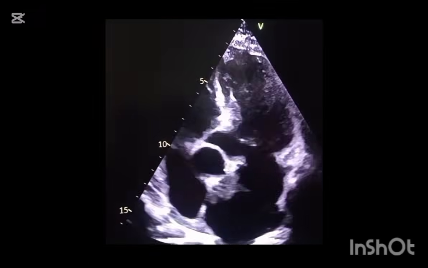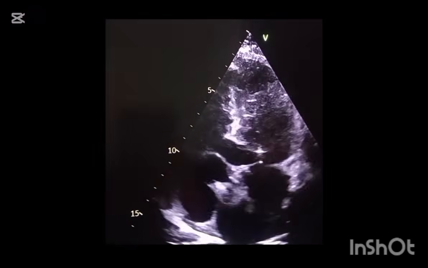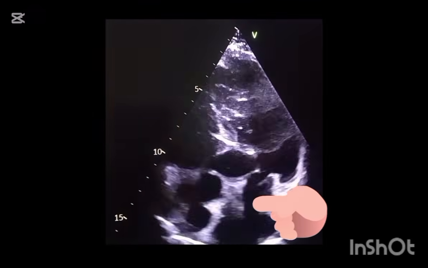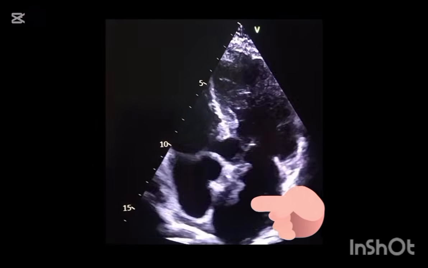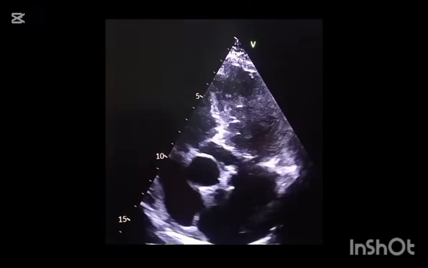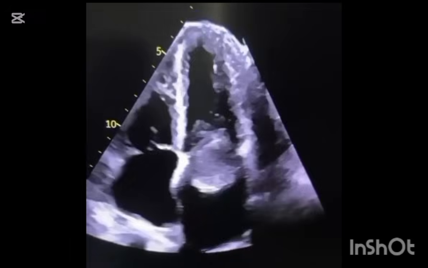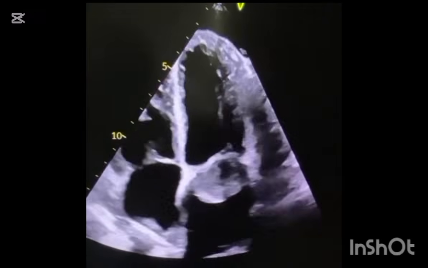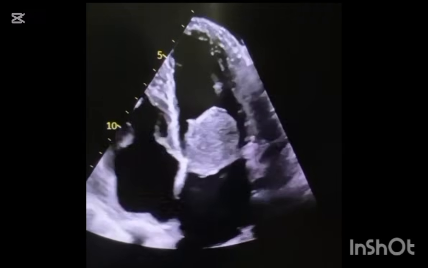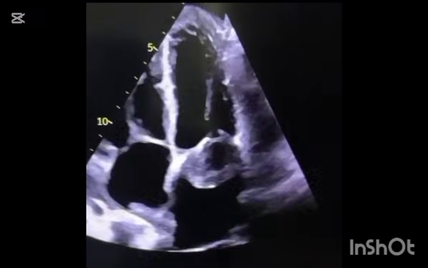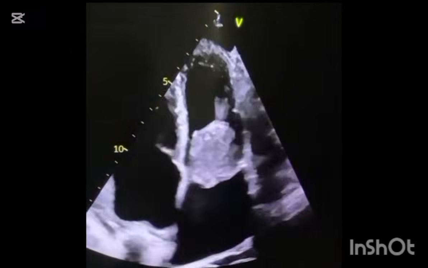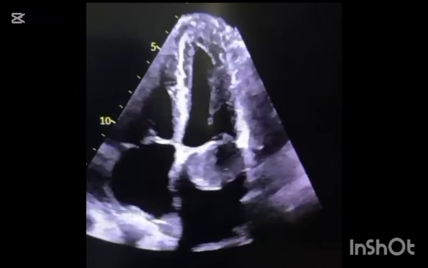This is another example of myxoma, an atrial myxoma, a highly mobile mass attached to the left atrial septum. This is a huge one, a large myxoma, protruding into the LV and blocking the left ventricular inflow, creating a functional MS. This patient has symptoms of breathlessness, dizziness and chest pain.